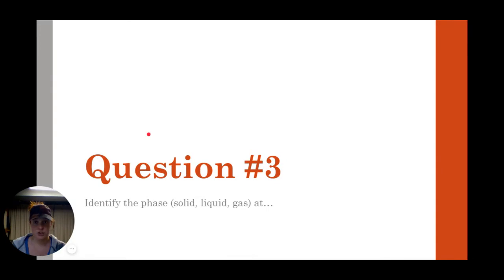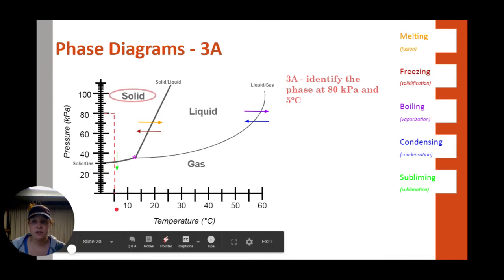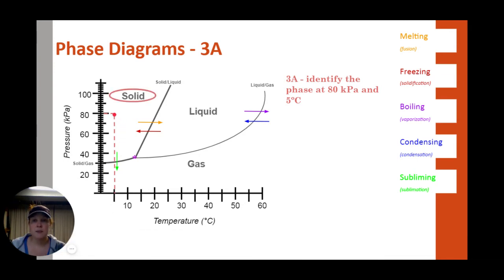All right. Question number 3. Identify the phase: solid, liquid, or gas. If we're at 80 kilopascals and 5 degrees Celsius, our point would land right about here. So that means we're in the solid phase. We're in the solid slice of the pie.